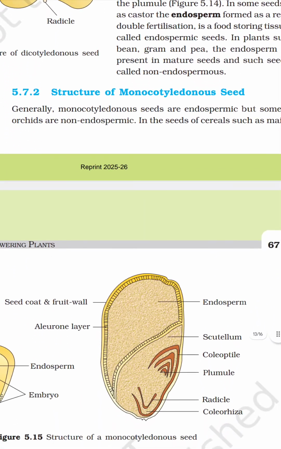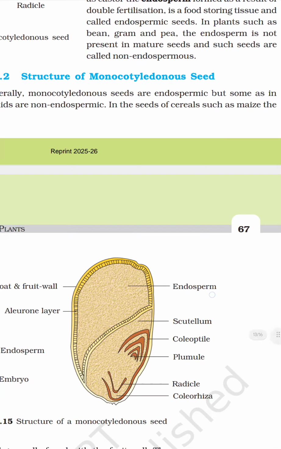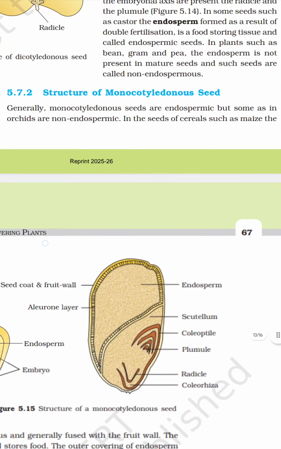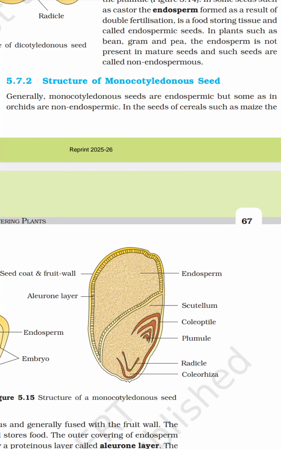Coming to the structure of the monocotyledon, it is a very important diagrammatic question. Questions may be asked for NEET and NCERT-based exams. Only the diagrammatic representation is asked, showing the parts, and matching which part belongs to which name. So here we will discuss. Monocotyledons are endospermic, but some are non-endospermic. What is endospermic and non-endospermic? Endospermic means the endosperm is persistent, present in the seed. Non-endospermic means the endosperm is not present.